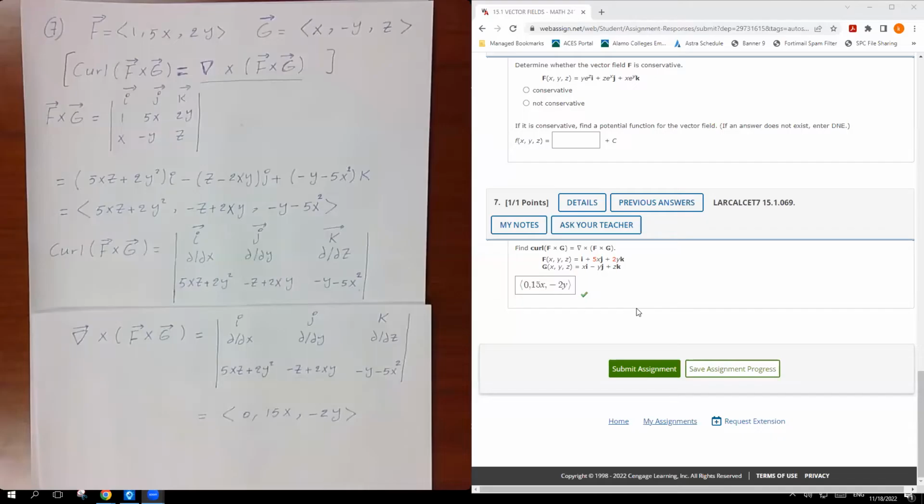We got it right. That's it for section 15.1.